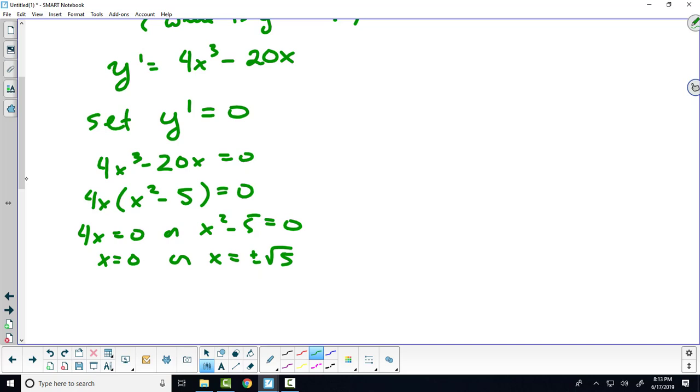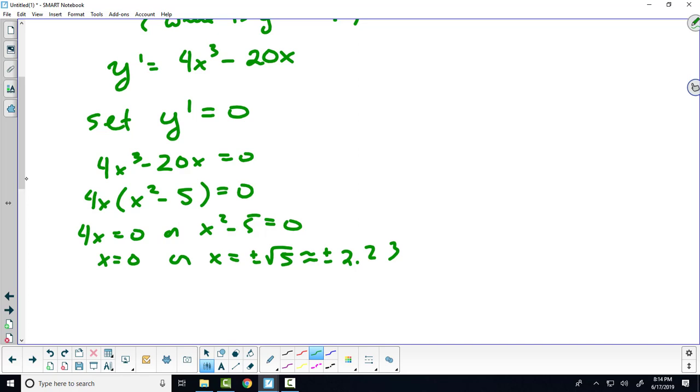Folks, I need a hand. What is this square root of 5 approximately? That's approximately 2.23. Square root of 5 is approximately 2.23. Great. Okay, great. That's all I need.